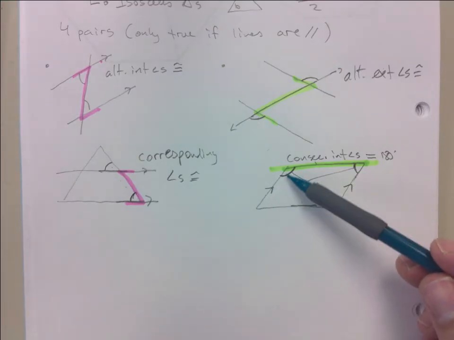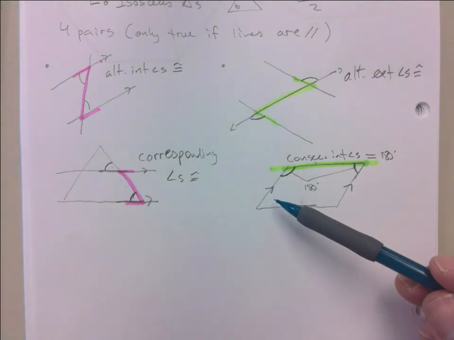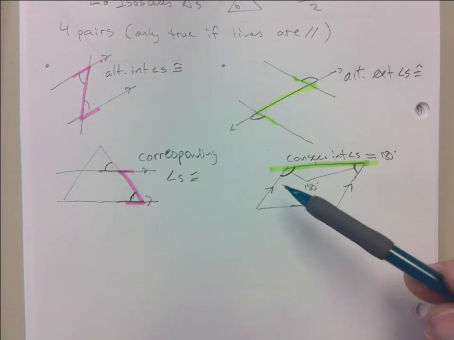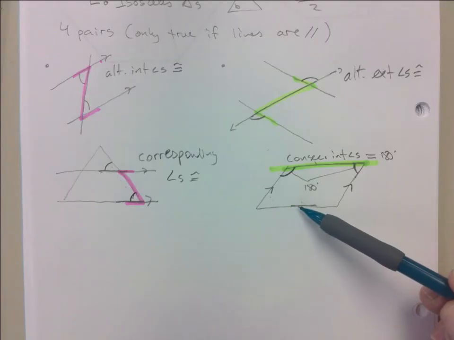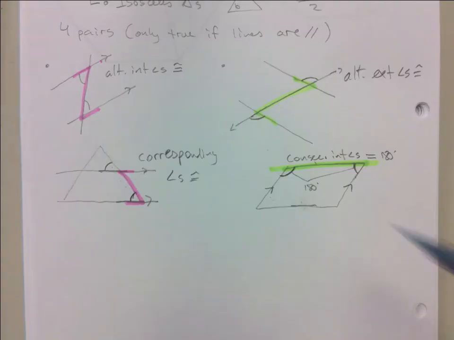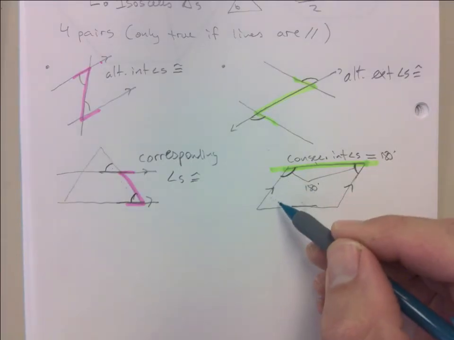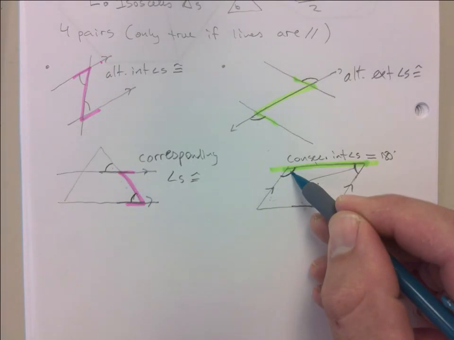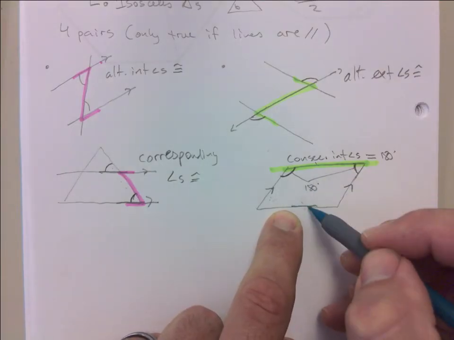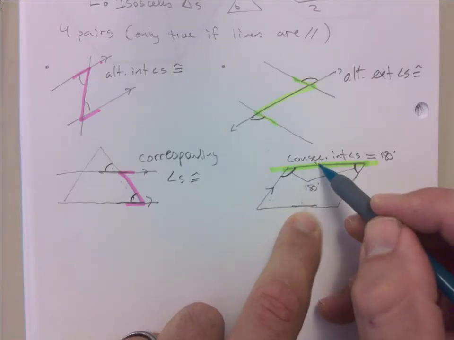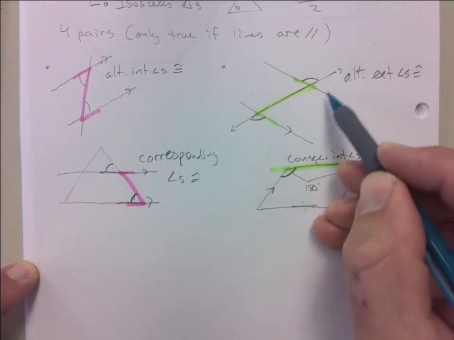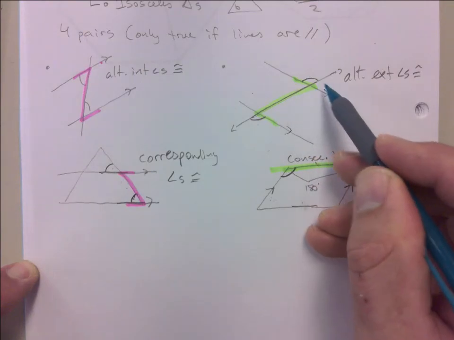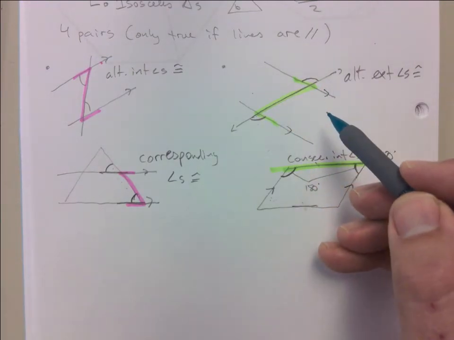Question: are these two CIAs? The answer is yes. These are CIAs, but do they add up to 180? Not necessarily, because these two lines are not parallel. It's between the parallel lines where the CIAs add up to 180. So don't say, oh, this is 60, so that must be 120. Don't do that, because these two lines that are connected by the transversal are not parallel. We're focusing on the transversal that connects the parallel lines. You're traveling between parallel lines. That's always the key here.